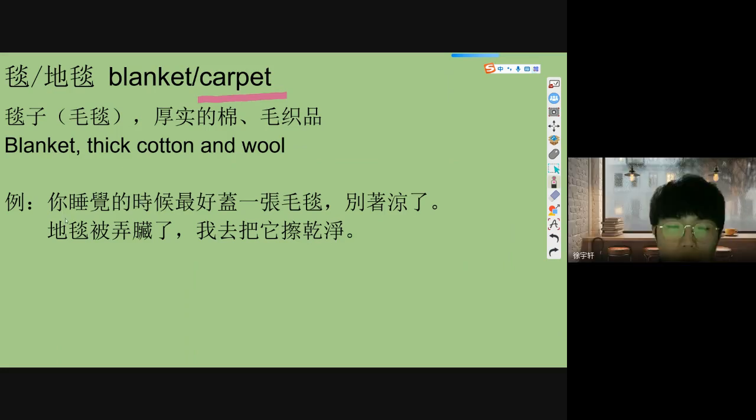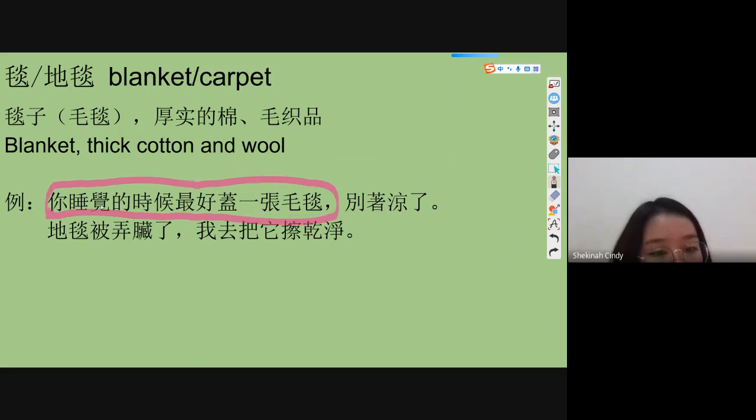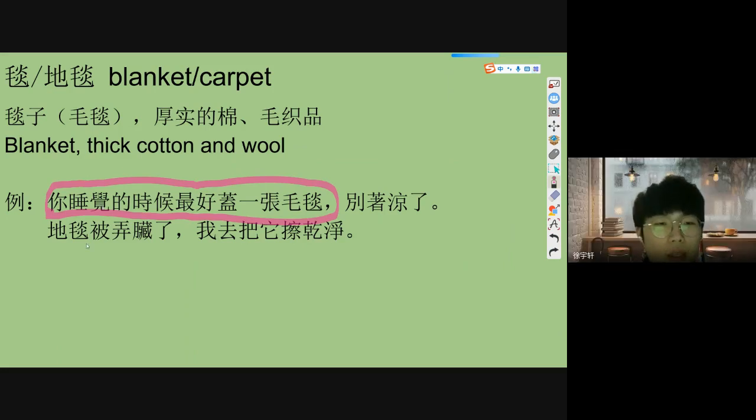Yes. So, let's look at the example. 你睡觉的时候最好盖一张毛毯。So here 毛毯 means blanket and 盖 means cover. Can you try to translate this one? So when it's time to sleep, it is best to be covered in blanket. Yes. Okay.